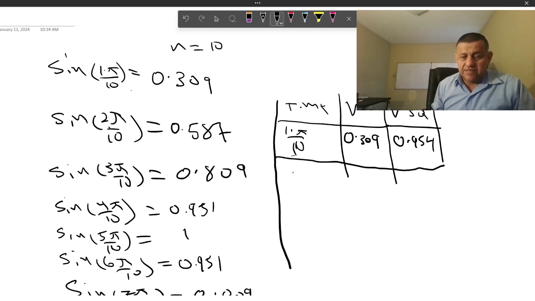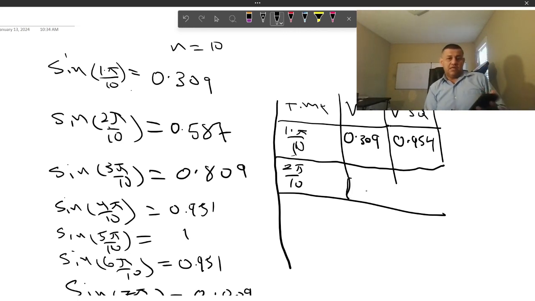Now we separate the values, right? Now we do the next. So then we do 2 pi over 10 here, and then we do the next, right? So next is what? Technically it's going to be pi over 5. You cancel those, it's still going to be the same.